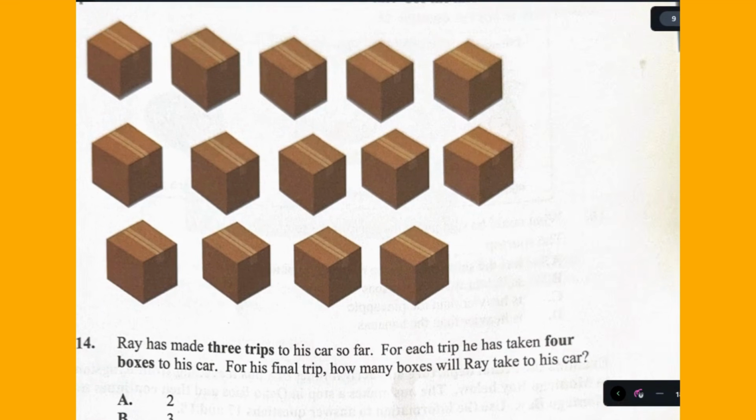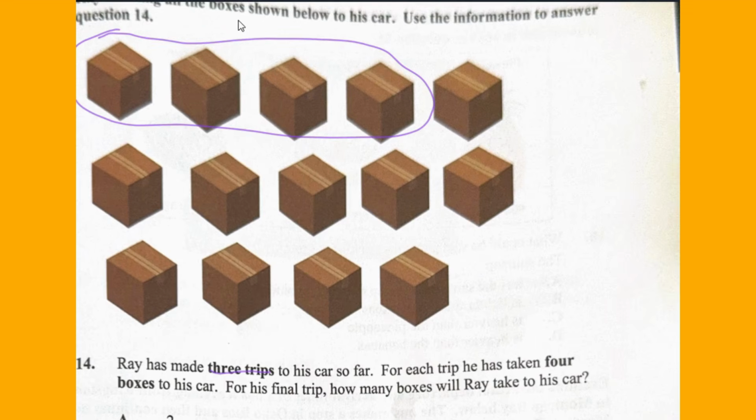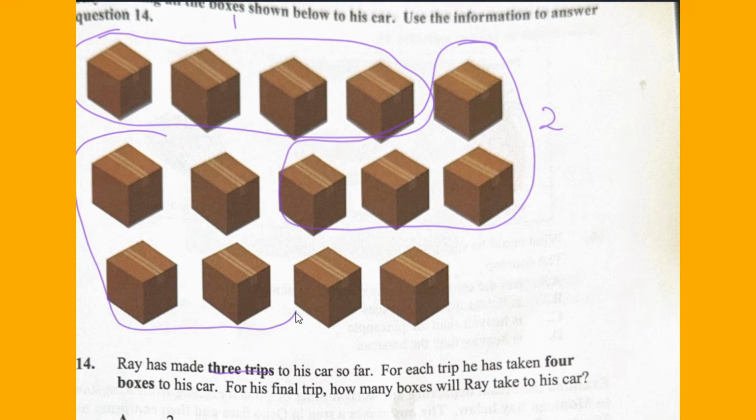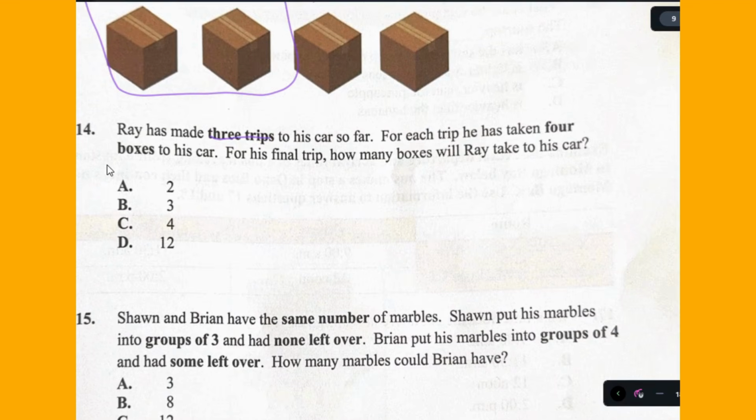So, he made 3 trips so far, and each trip he takes 4 boxes. So let's just circle the boxes. This is the first trip, the second trip, and this would have been the third trip. So he has 2 boxes remaining, which is option A.